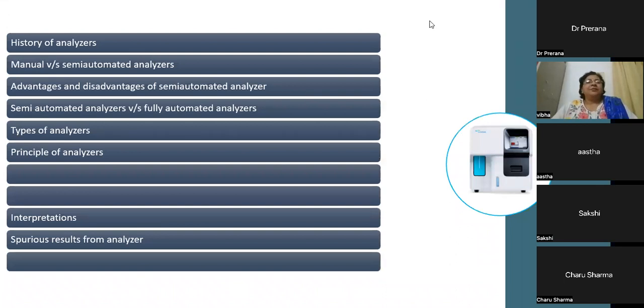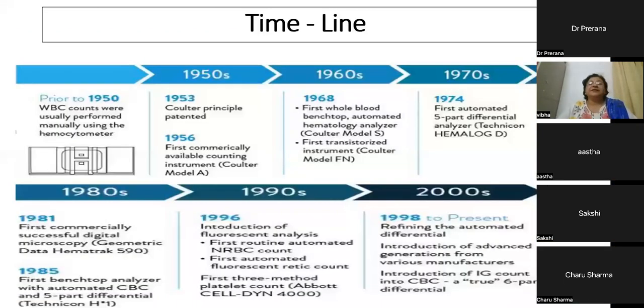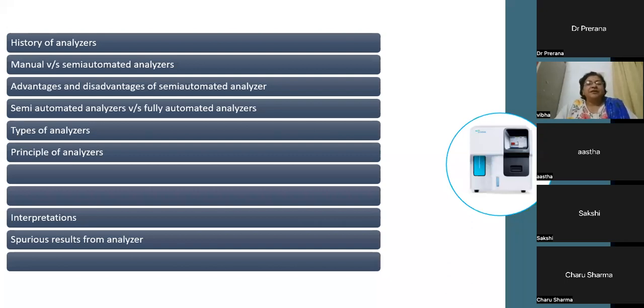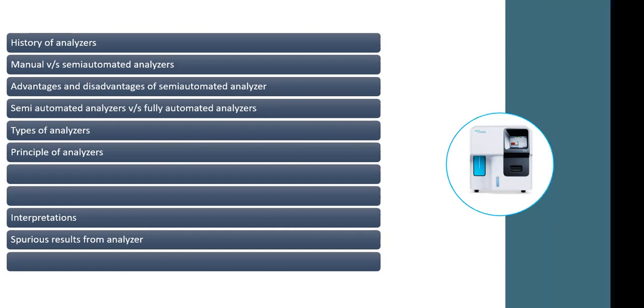I'll be talking about first the history of analyzers, then how the semi-automated analyzer came into existence and how it helped the human beings who were doing the manual counting, spending so much energy and time. Then how the semi-automated hematology analyzers are being overtaken by fully automated analyzers, and how they changed lives.